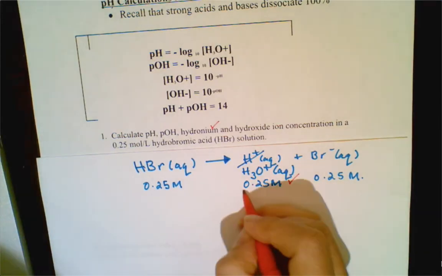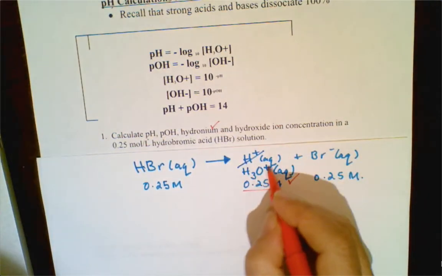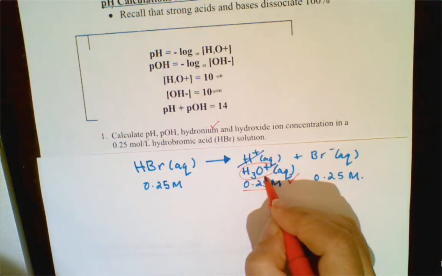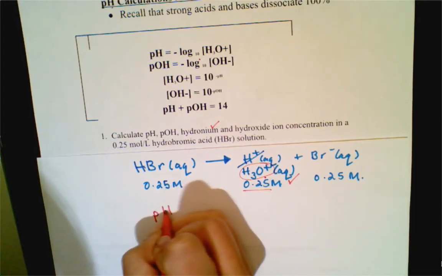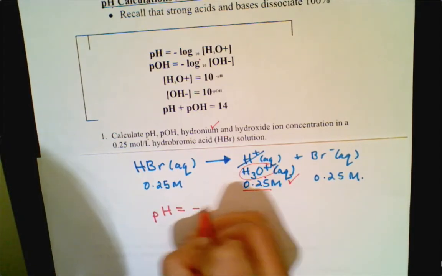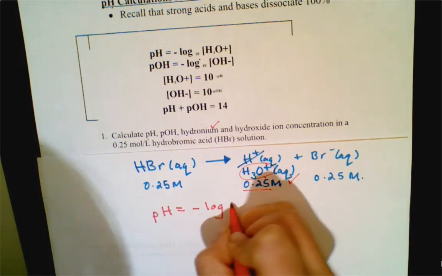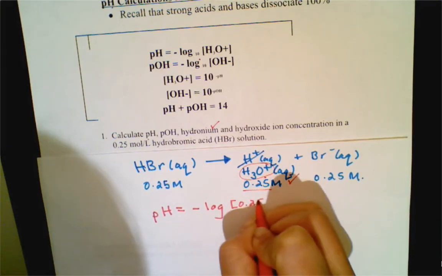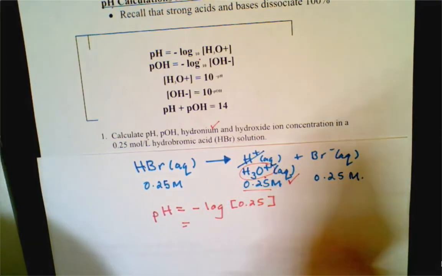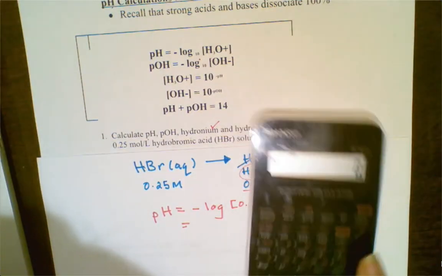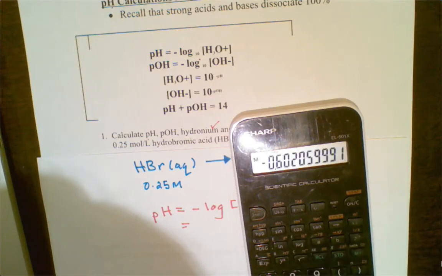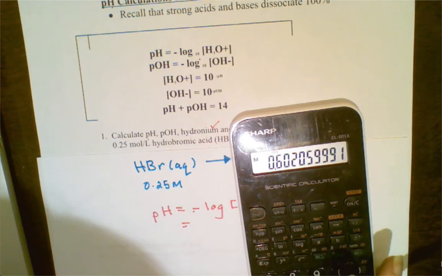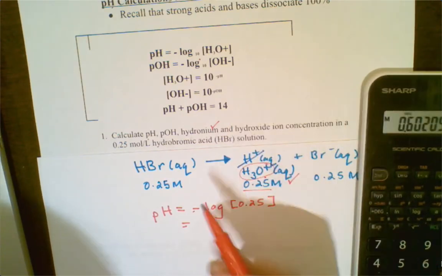So for me, I'm going to calculate the pH. So if I am given the hydronium ion concentration, I can very easily calculate pH now. So pH is equal to the negative log of the hydronium ion concentration. So what I do on my calculator, I'm going to put in 0.25. I'm going to push my log button, and I put negative because that negative will take that negative away, and I end up with a pH of 0.60.